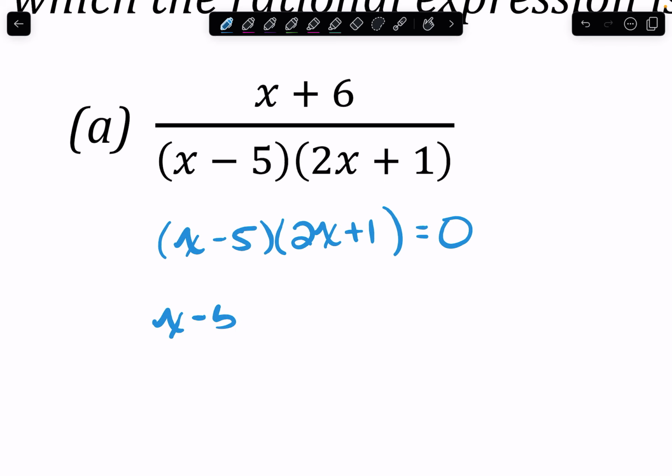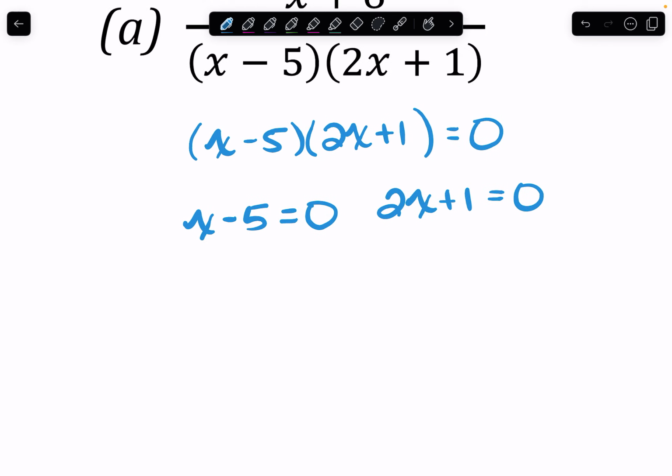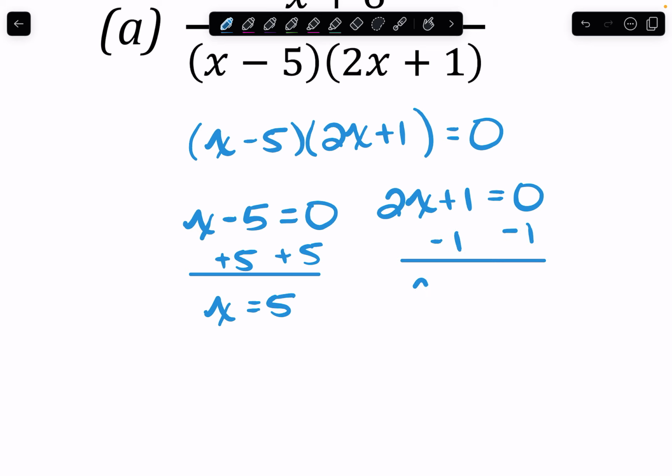So we would just take each individual factor and set them equal to 0 on their own. I would take the x minus 5 and set it equal to 0, and the 2x plus 1 and set it equal to 0. And then we're going to solve each independently for x. For this first one, I'm going to add 5 to both sides, so we get x equals 5. For the other one, I'm going to subtract 1 from both sides, so we have 2x equals negative 1. Then we divide off the 2 to get the x by itself, so we have x equals negative 1/2.